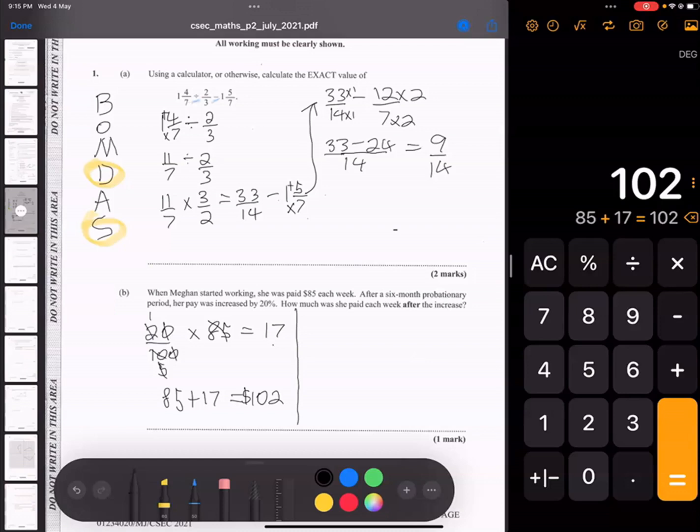However, if you think about it, her initial pay, $85, if you look at it as a percentage, you could say that is 100% of what she's been paid. But then there's an increase of 20%. So you could rewrite that 100% as 120%. And then using that percentage, 120%, you could write 120 over 100 and then multiply it by 85.